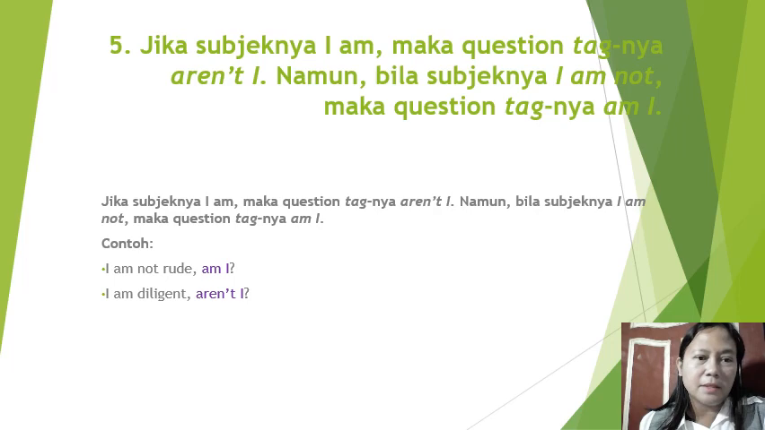Namun bila subjeknya I am not, maka question tag-nya am I. I am not rude, am I? Can you see the difference between these sentences? This is negative. If it is I am not, so use am I. If it is I am in positive, so use aren't I. Okay, we go on.